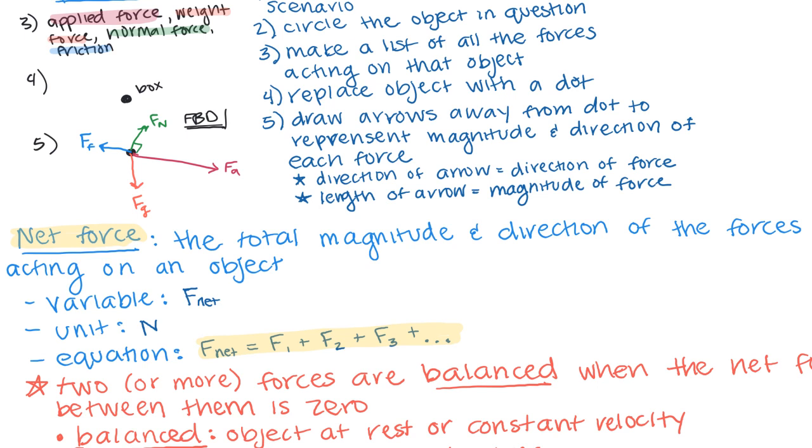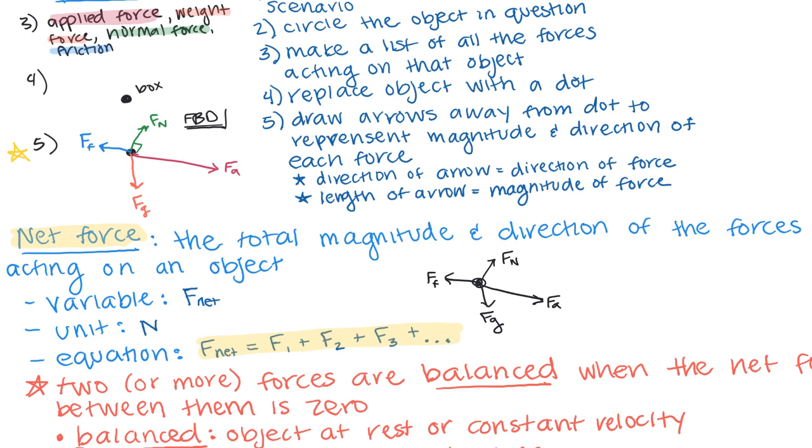So in this example here for this box, if we were calculating the net force on the box, I'll redraw my free body diagram. We've got F normal. We've got our force applied. We've got force of gravity. And we've got our friction force.